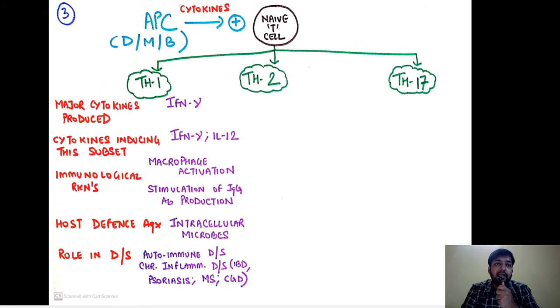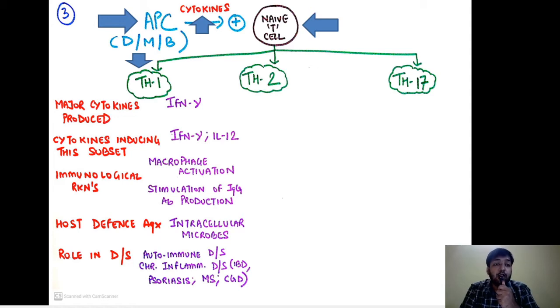The third event is that whenever an antigen presenting cell, for example the dendritic cell, the macrophages or the B lymphocytes, releases certain important cytokines, these stimulate the differentiation of the naive T cells into three main types. One is T helper 1, T helper 2, and T helper 17. So now we are going to read the functions of each. First, let us read about T helper 1 function.